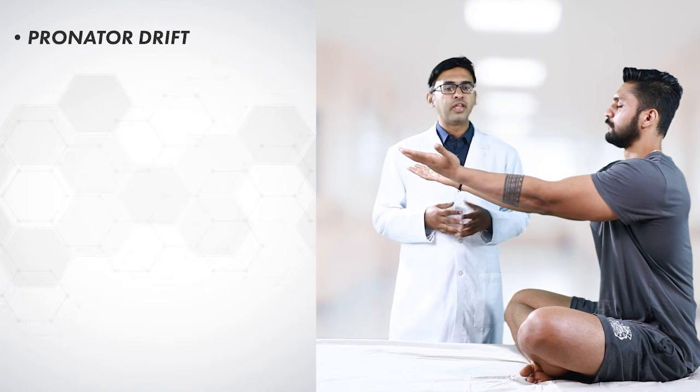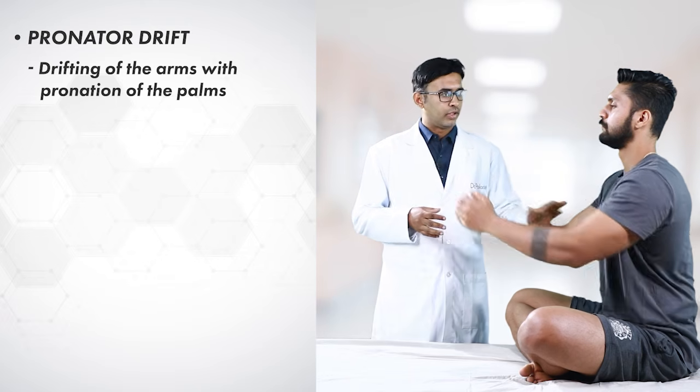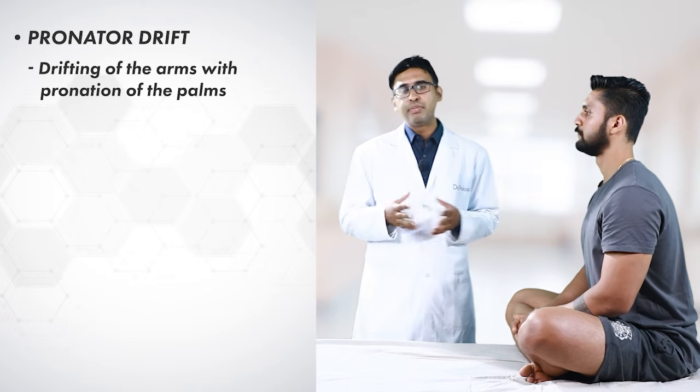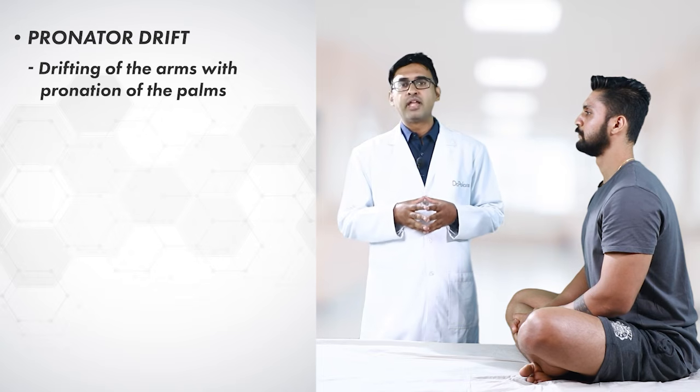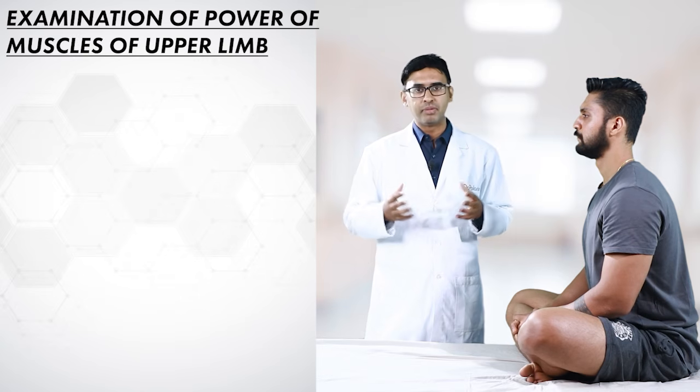As you can see, there is no drifting of the arm and the palms face upward. In a patient with a pyramidal tract lesion, there is going to be drifting of the arm with pronating of the palms. Coming to the examination of the muscles of the upper limb.